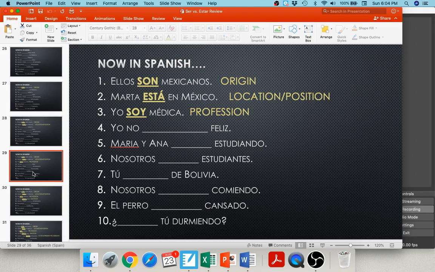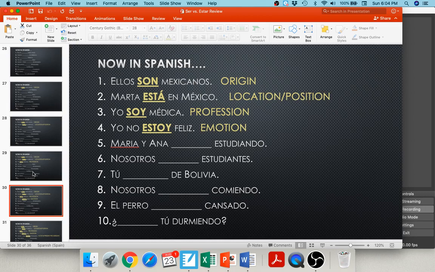All right, let's look at these. Number 4 says, yo no blank feliz. I'm not happy. Well, happy, that's a condition or an emotion. So in this case, we should use the verb estar, and the yo form of estar is estoy. Number 5, María y Ana blank estudiando. This is a tricky one.